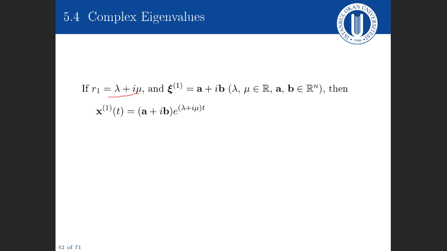Let's suppose that r1 is lambda plus i mu, and let's suppose that xi1 is A plus iB, where lambda and mu are real numbers, and A and B are real vectors. Then our first solution, xi1 e to the power r1t, we can write as A plus iB multiplied by e to the power lambda plus i mu t.